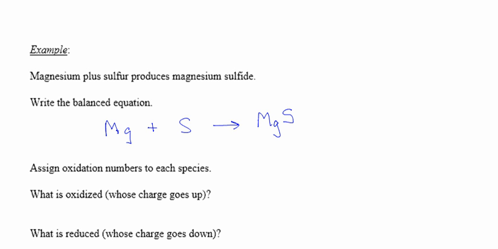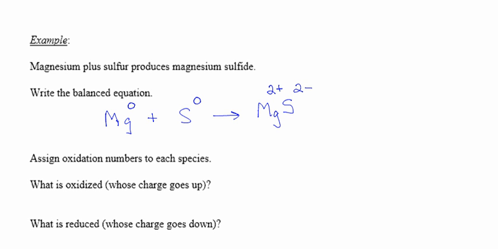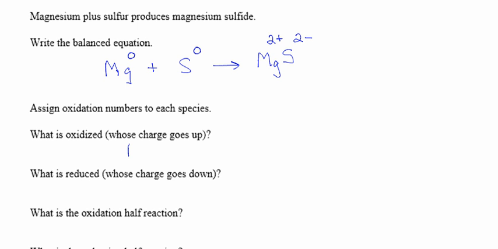Next, we assign oxidation numbers. Free element is 0, free element is 0, Mg is +2, sulfur is -2. Let's identify what is oxidized. Whose charge goes up? Well, it's Mg0. It goes from Mg0 to Mg +2. What is reduced? Whose charge goes down? So sulfur is 0, and then it goes to -2 on the product side.